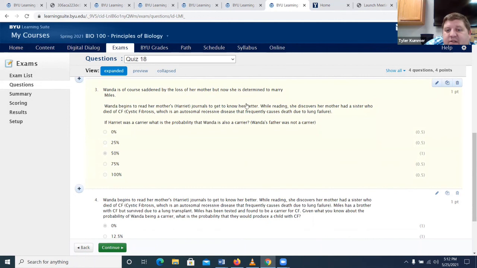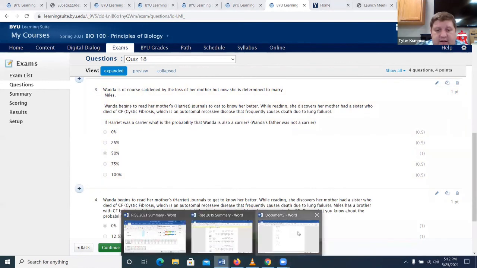While reading, she discovers her mother had a sister who died of cystic fibrosis, which is an autosomal recessive disease that frequently causes death due to lung failure. If Harriet was a carrier, what is the probability that Wanda is also a carrier? Wanda's father was not a carrier. So we want to know about Wanda herself. We're assuming that Harriet is a carrier. That's what the question tells us to do. So Harriet's heterozygous. Her father is homozygous dominant. And we want to know what's the probability that Wanda is a carrier, that Wanda is heterozygous.